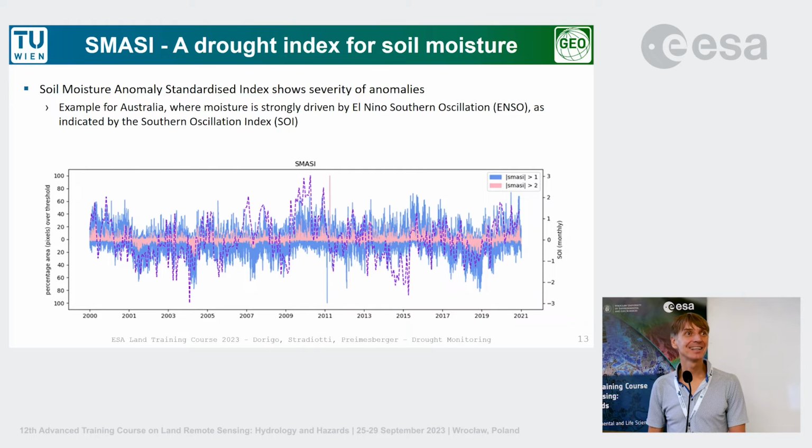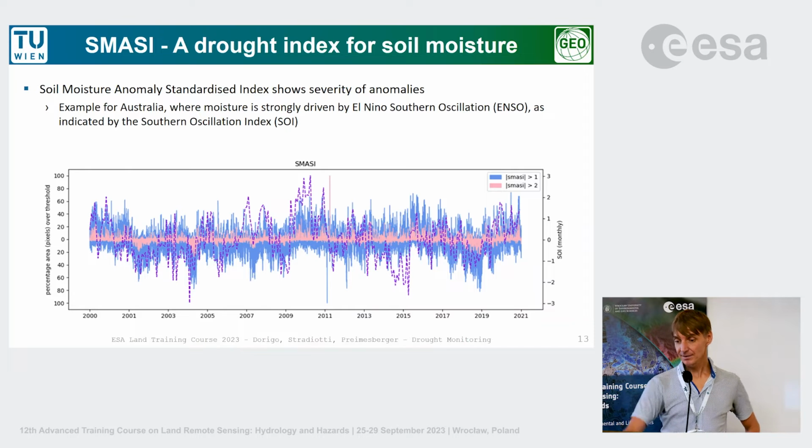There are so many drought indicators. I will show you later. So we came up with SMASI, the soil moisture anomaly standardized index. It shows the severity of the anomalies in the long-term soil moisture product. So this is also the Z-scores: in blue, greater than 1, so 1 standard deviation; in pink, greater than 2, so very strong.